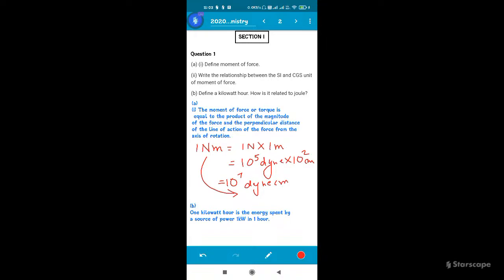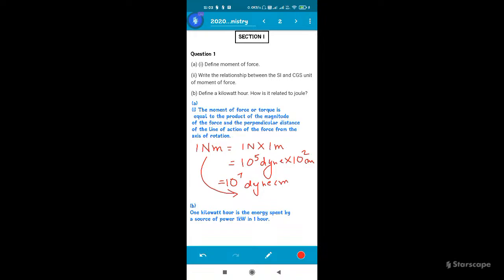Define a kilowatt hour. This is the unit of electrical energy. Let's see what is the definition. 1 kilowatt hour is the energy spent by a source of power 1 kilowatt in 1 hour. So if you are using an appliance or an electrical device which consumes a power of 1 watt and it is used for 1 hour, the amount of energy that it will require or consume, that will be known as kilowatt hour. So how is it related to joule?